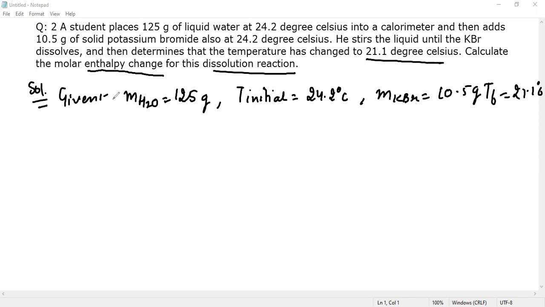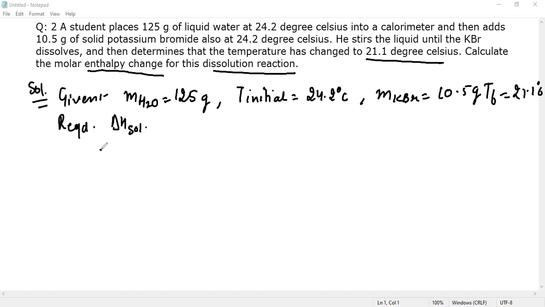What do we need to find? The molar enthalpy change, right? So let's go ahead and find that. Just first write what is required: molar enthalpy change, because this is a dissolution reaction, it involves solution. Because we know that the enthalpy change is equal to the heat that is exchanged during the reaction, right? So let's go ahead and find the heat of the surroundings, which is Q.